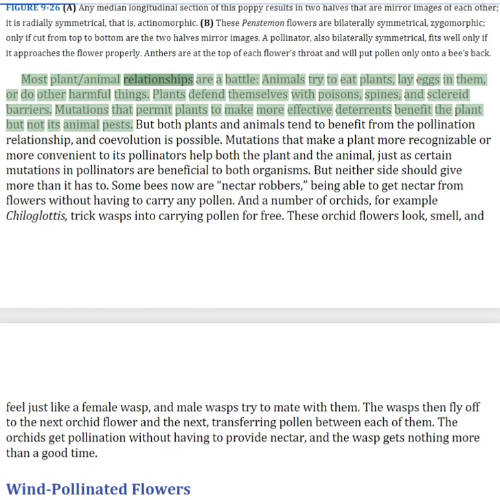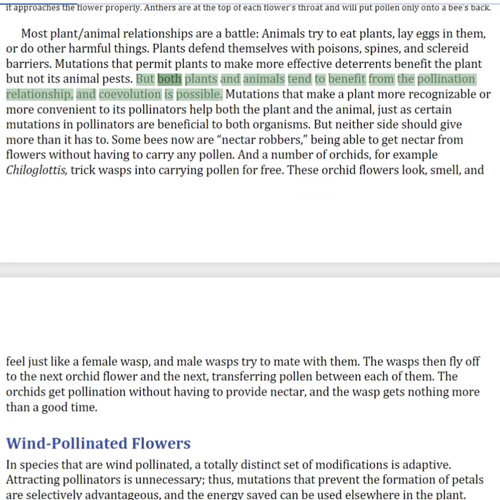Most plant-animal relationships are a battle. Animals try to eat plants, lay eggs in them, or do other harmful things. Plants defend themselves with poisons, spines, and sclerenchyma barriers. Mutations that permit plants to make more effective deterrents benefit the plant but not its animal pests. But both plants and animals tend to benefit from the pollination relationship, and coevolution is possible.